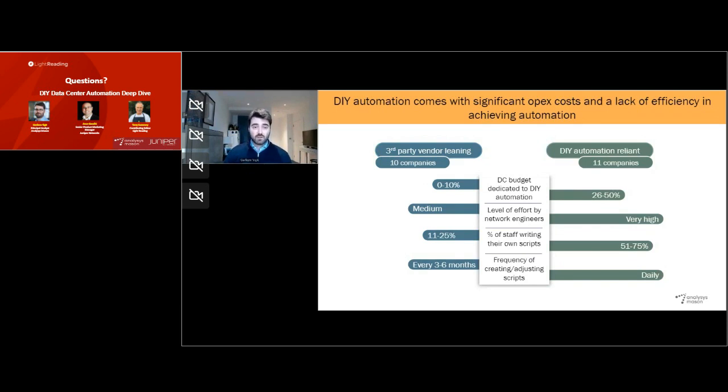So if you look at the left-hand side, the companies that have a better balance between the third-party solutions and the DIY can achieve a similar level of automation, but without putting all these, the substantial amount of in-house resources. So this clearly shows that the DIY-heavy approach to automation is inefficient and puts a lot of burden on skilled resources and doesn't deliver a strong ROI.